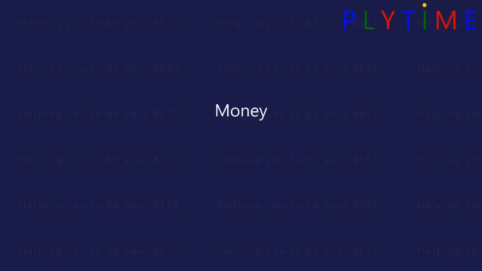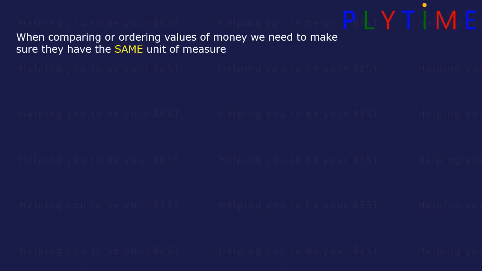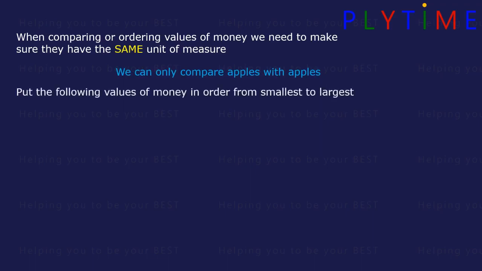Money. Order money in pounds and pence. When comparing or ordering values of money, we need to make sure they have the same units of measure. We can only compare apples with apples. Put the following values of money in order from smallest to largest.